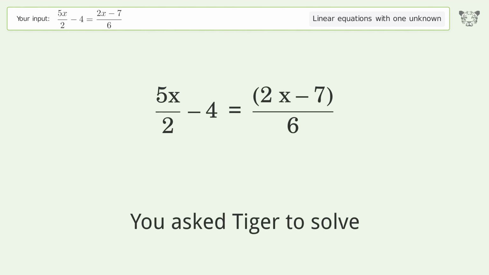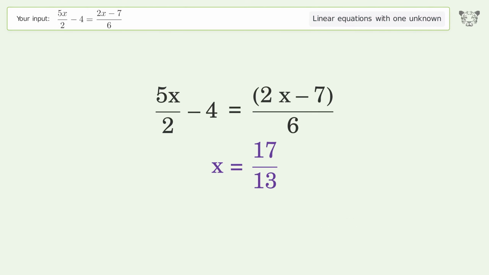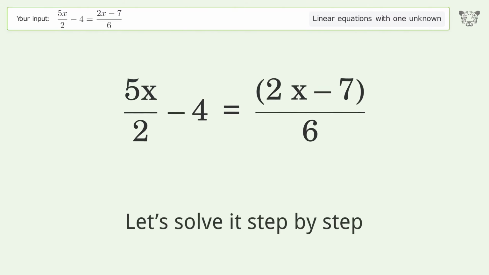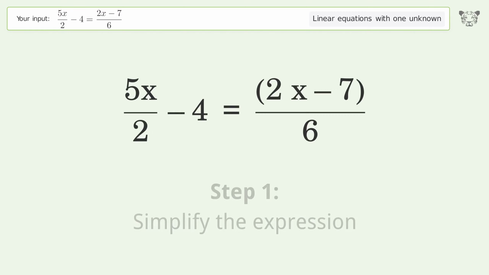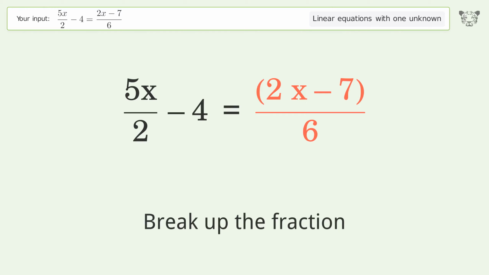You ask Tiger to solve this. It deals with linear equations with one unknown. The final result is x equals 17/13. Let's solve it step by step. Simplify the expression. Break up the fraction.